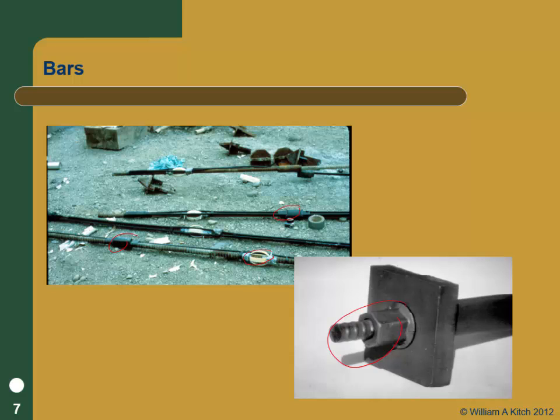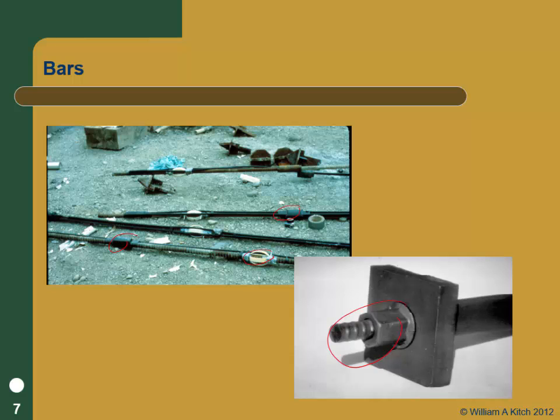The bars usually have thread on them, and so in these ones you tension them by tightening a nut down. I don't know whether they actually pull on them and then tighten the nut down, or whether they just use turns of the nut to calculate the loads in the bars.